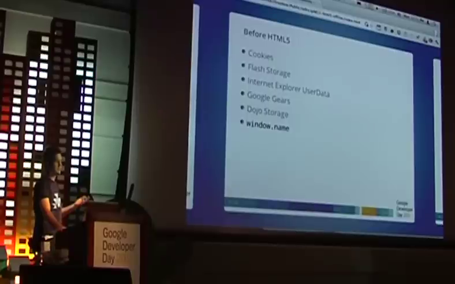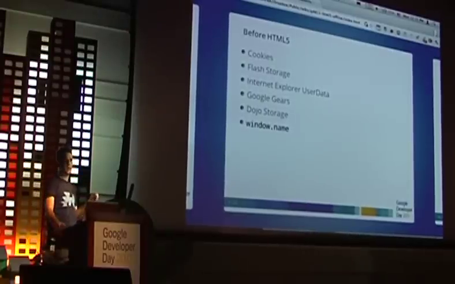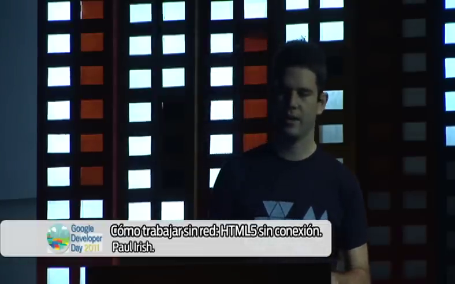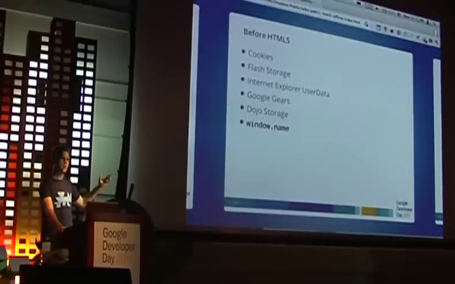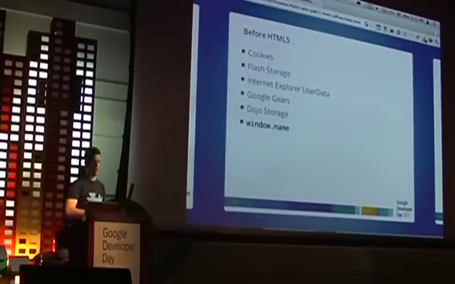Storage has been available inside Flash for a long time. Still is, but that's been used. Internet Explorer actually introduced the idea of a client-side storage mechanism. It's called user data, and I think it was back around IE5, IE6. So they beat everyone to the punch on that. Google introduced Google Gears 4 years ago, which had client-side storage. Dojo had a storage library that kind of was able to choose between all of these mechanisms. And the last one was window.name, which I really love.